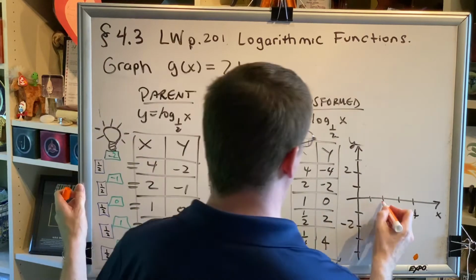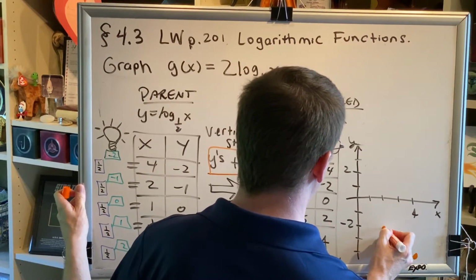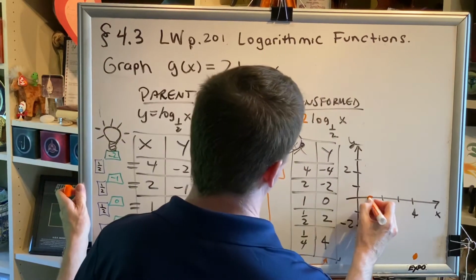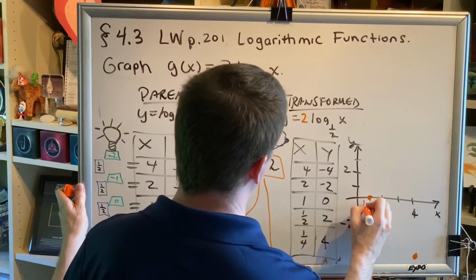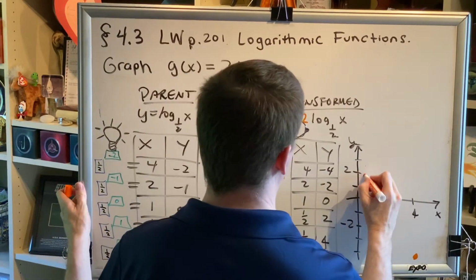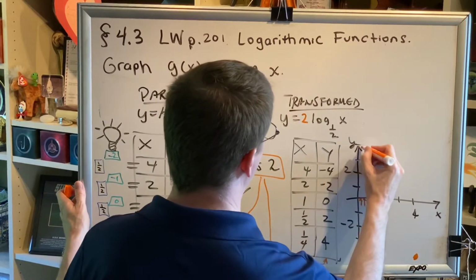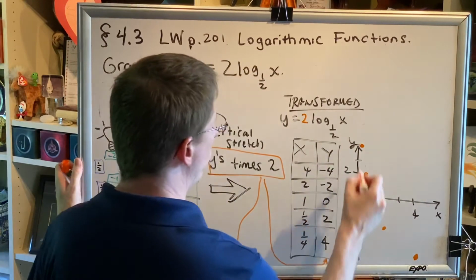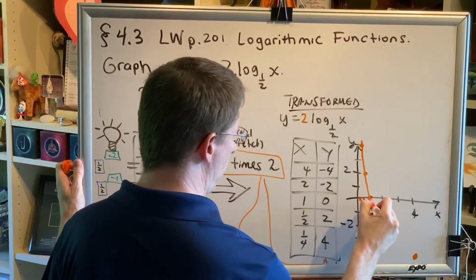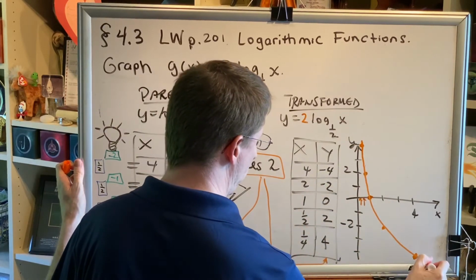2, -2, that would be here. 1, 0. 1/2, 2, so there's half on the x and then up to a height of 2. 1/4, 4, so half of a half is a quarter, and that would be up here. And when we connect all of these dots together, we get our logarithmic function.